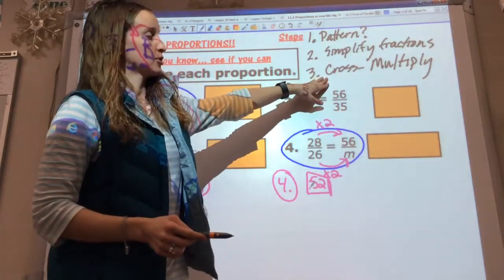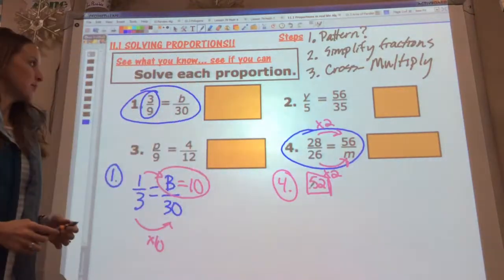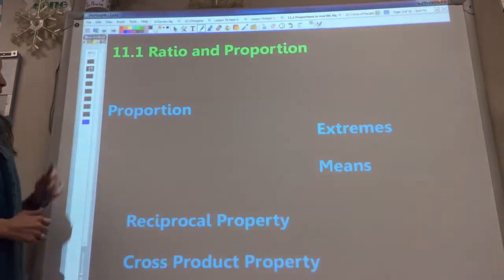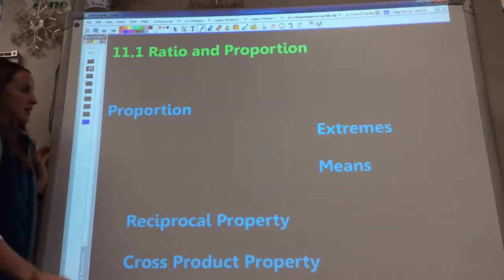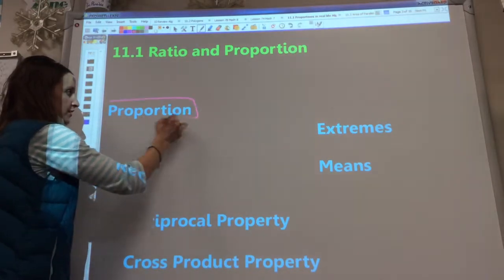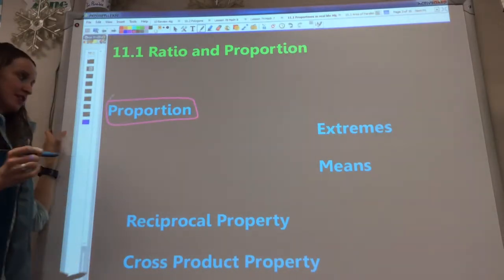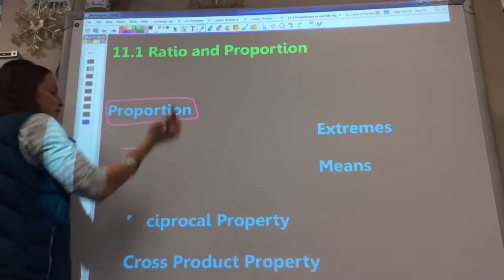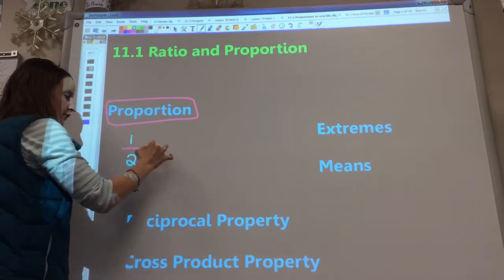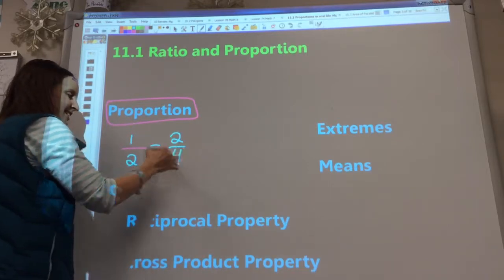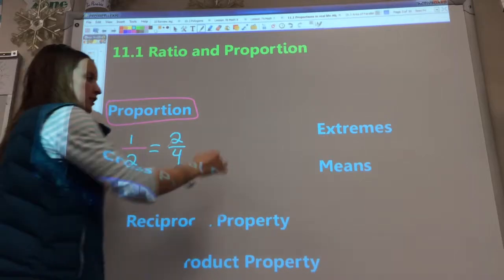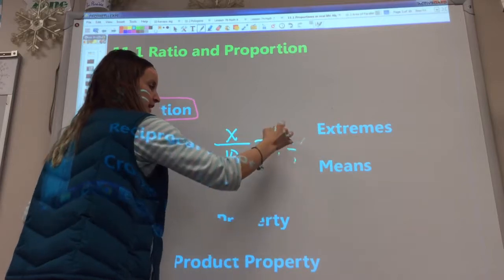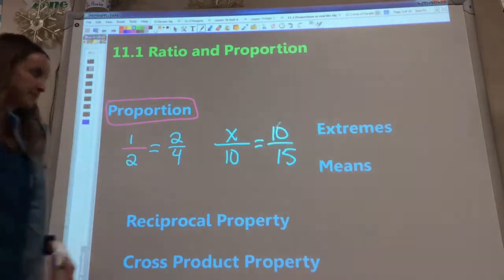Now, we didn't use cross multiplication because we didn't have to on these, but we will get into that because today is all about solving proportions. Now the first thing I want to explain is that proportions, this word that we've used since 6th, 7th, 8th grade, is when you have a fraction equal to a fraction. So you can have anything from 1/2 is equal to 2/4. That's an example of a proportion. You could have x over 10 equals, say, 10 over 15.